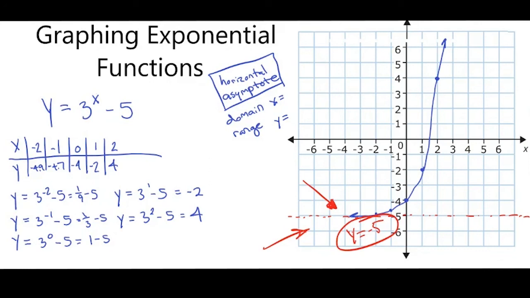So our y values will always be greater than -5. All right, and our domain is what our x values can be, and our x values can be anything. So we will say x equals all real numbers.